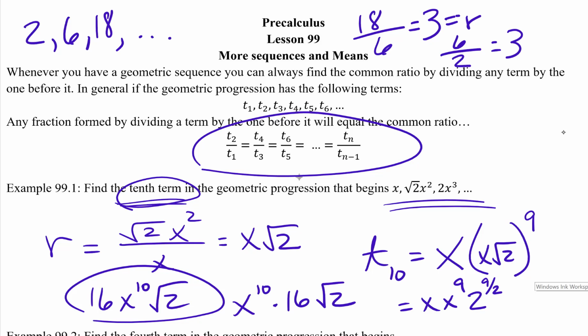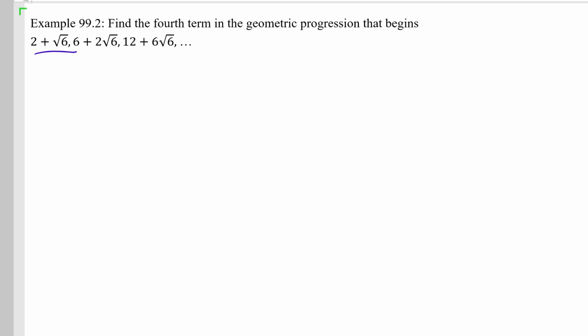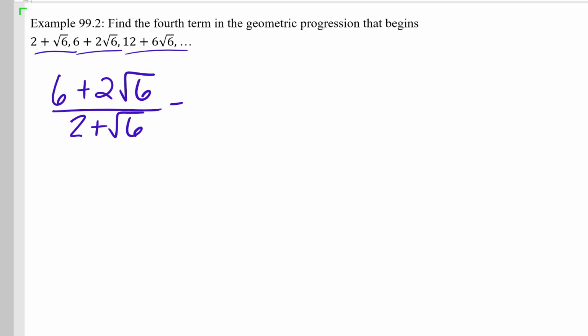Hopefully that makes sense so far. Okay, this next one has 3 terms: 2 plus the square root of 6, 6 plus 2 square root of 6, and 12 plus 6 square root of 6. And we're supposed to find the 4th term. But first we have to find r, and we're going to do that by dividing one of the terms by the term that comes before it. So I'm going to take the second term, 6 plus 2 times the square root of 6, and divide it by the first term to find my common ratio.